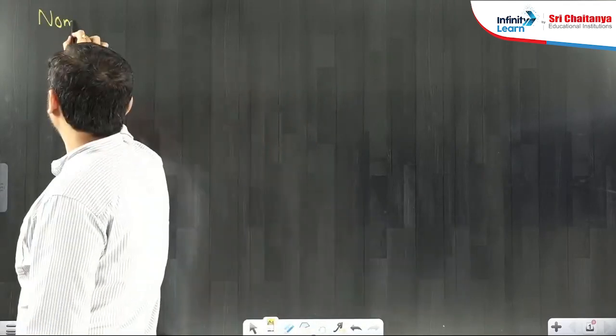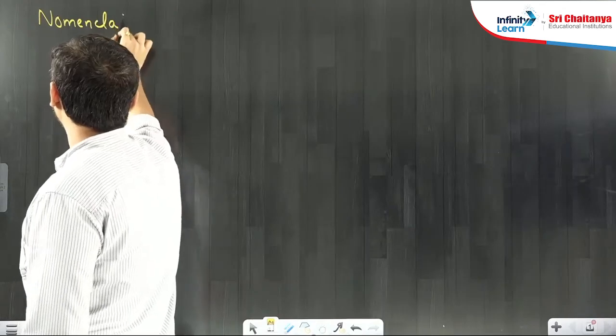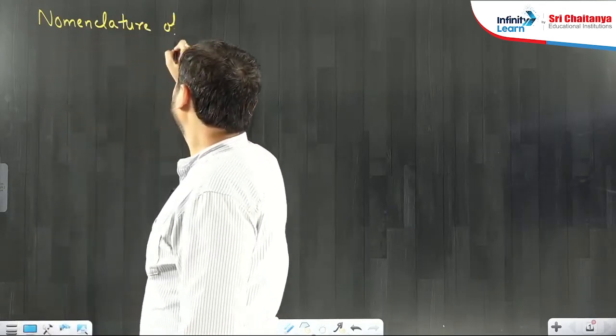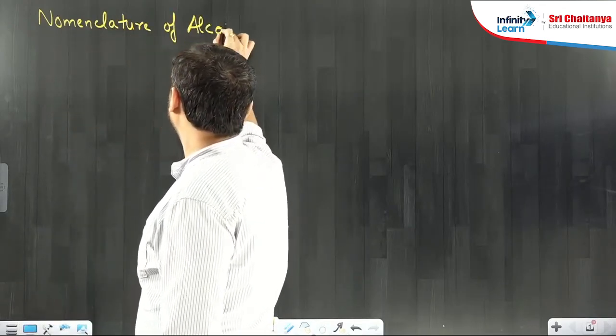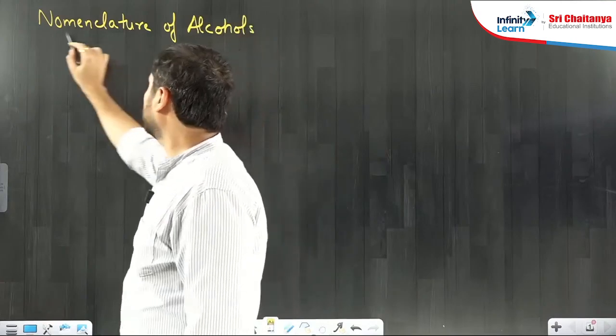Some basic functional groups which you have studied in class 10, for example, alcohols, carboxylic acid, aldehyde and ketone. So these basic functional groups we'll study today, nomenclature of these functional groups. Okay. So let us start with first nomenclature of alcohols. So heading is nomenclature of alcohols.